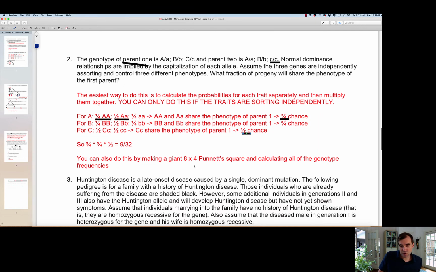You could also do this by making a giant 8x4 Punnett square. There's 8 gametes that are produced by this individual, 4 gametes that are produced by this individual, but that obviously would be a lot more work.